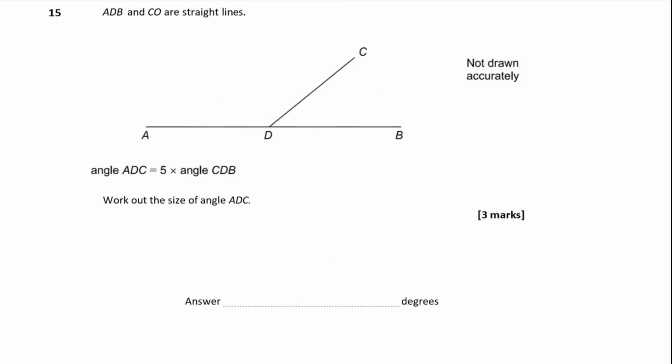Question 15. ADB and CDE are straight lines. Angle ADC is 5 times angle CDB. Work out the size of angle ADC. Okay, angle ADC. What's ADC? This angle here is 5 times bigger than angle CDB, this one here.